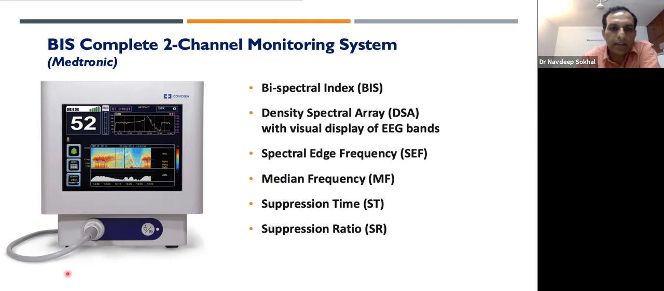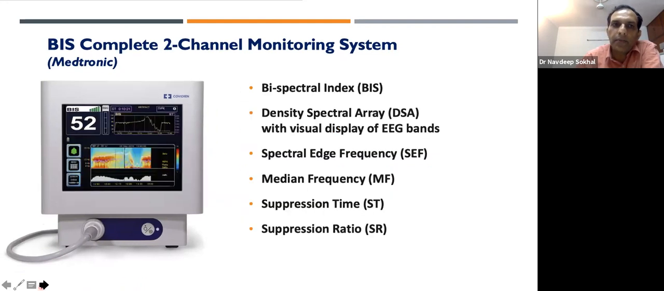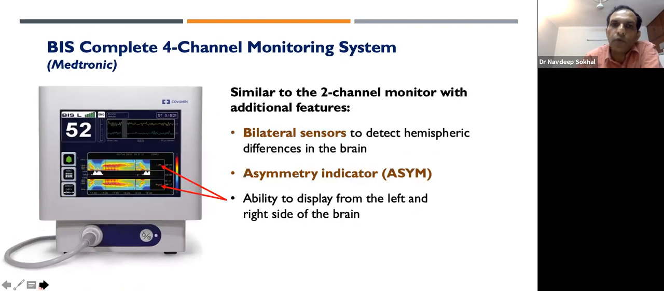So let's see. Next, BIS Complete. The previous was the BIS Complete 2-channel monitoring system. This comes with a 4-channel monitoring system. It is similar to the VISTA bilateral monitoring system. So similar to two-channel monitors, with additional features of bilateral sensors to detect hemispheric difference in the brain, and it will tell us the asymmetry indicator, whether there is any difference in the value from each hemisphere, and the ability to display the left and right side of the brain. Okay, so these are bilateral monitoring systems.